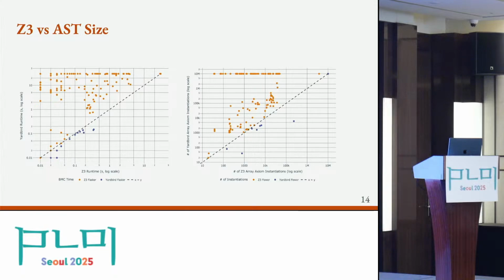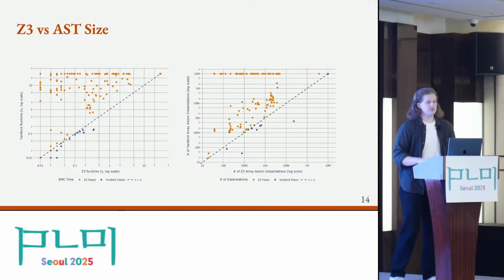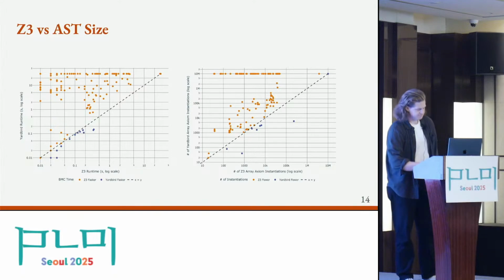And then here is a graph. Instead of runtime, I've plotted the number of axiom instantiations that we had to add and the number of axiom instantiations that Z3 used to prove the same property. So again, Z3 is using fewer axiom instantiations than us, and it's beating us on all these fronts because we're using this naive cost function that doesn't leverage problem structure.